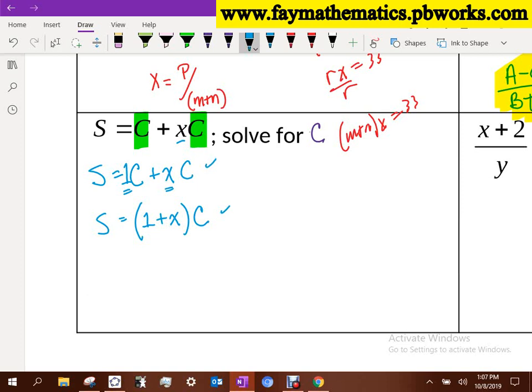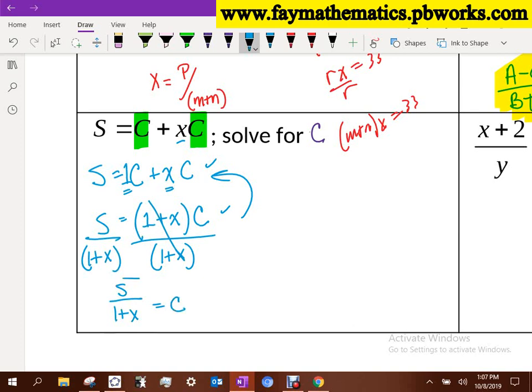Well, if I distribute, it's going to get me back to where I was. You divide by 1 plus x. Okay? Because remember, this is just a number. X is a number, right? So if x is 9, this is 10c. So you would divide both sides by 10. So I'm going to divide by that, come over here, divide by the same thing. And now I get s over 1 plus x is equal to c.